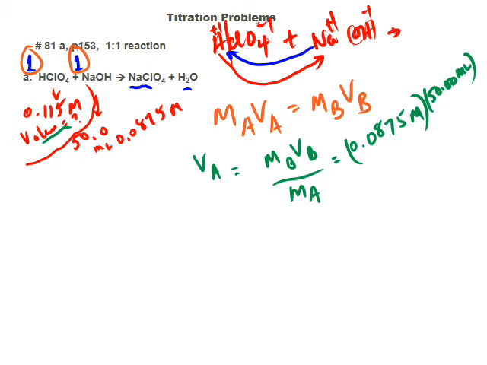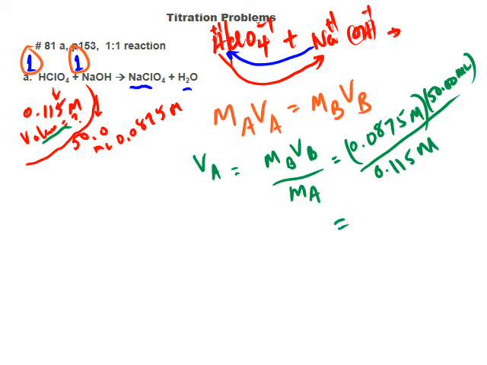Now I would like to get my answer in mL, so I didn't change it to liter. Now the molarity of acid at the bottom, which would be 0.115 molar. This is also given.